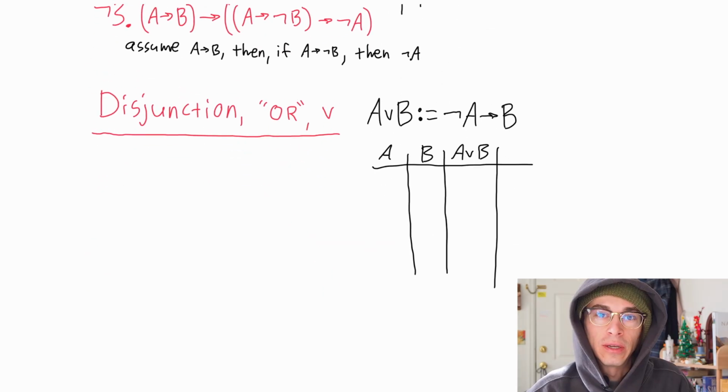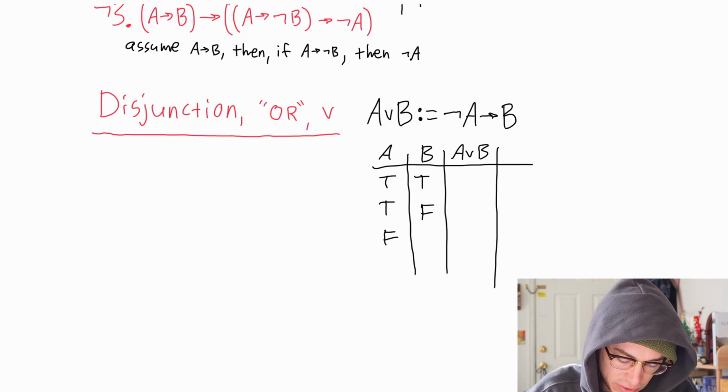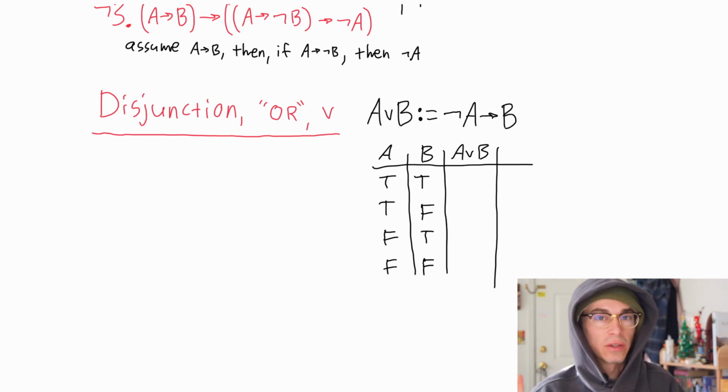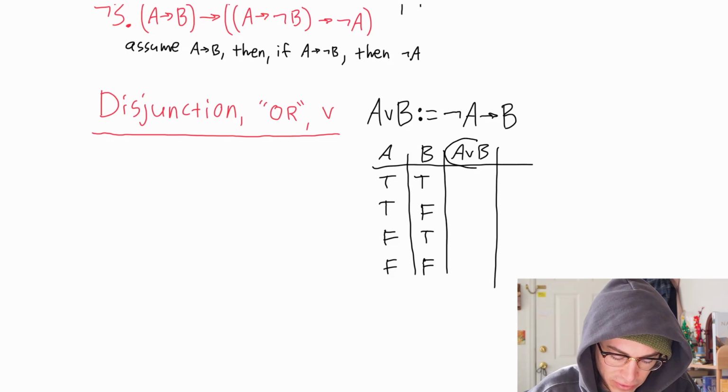So we have our truth table, and we have to consider all possibilities of A and B. So we could have that both are true. We could have that one is true and the other is false. And we could have that both are false. That's all possibilities. So what are the truth values of this statement, A or B, for each of these possibilities?